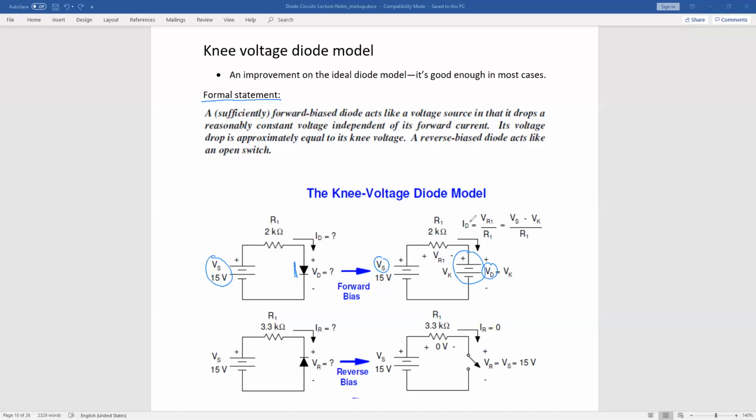Okay, so we have ID equal to this formula, and we've derived this a couple times so far, so it should look a little bit familiar. And then for reverse bias, it's exactly the same as before. For the ideal diode model, we just have this reverse bias diode. So we say, all right, for this model, I can model that as an open switch, which means there's going to be zero current because we have no complete path for current flow. And since it's an open, that voltage is going to be equal to whatever the source voltage is. In this case, it's 15 volts.